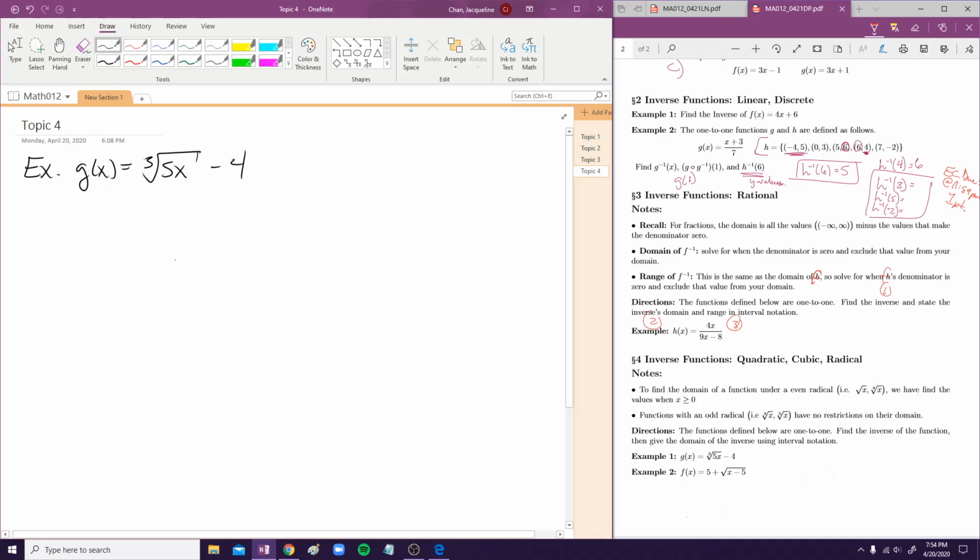You will see in just a minute when we start doing our examples. So for the first example, our directions for the examples is: the functions defined below are one-to-one. Find the inverse of the function, then give the domain of the inverse using interval notation.